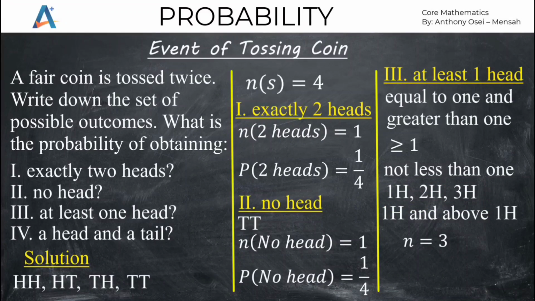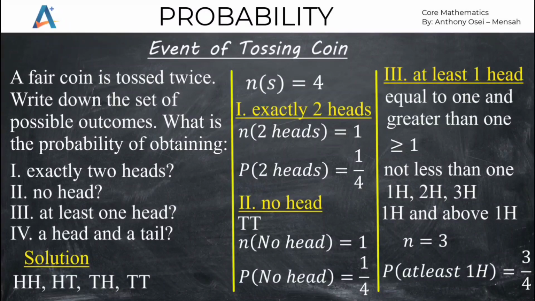Now let's see the probability of at least one head. It will be equal to how many of them form at least one head? There are three: one, two, three. So three of them divided by the total number, which was four. So the answer for the probability of at least one head will be 3/4. So please, for these kinds of questions, take your time and go through them.